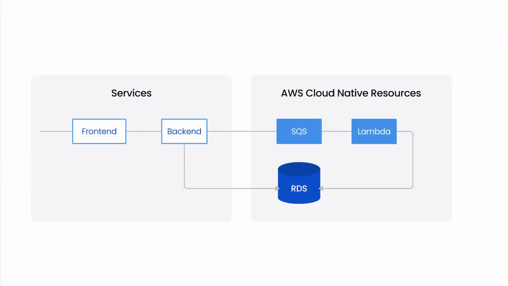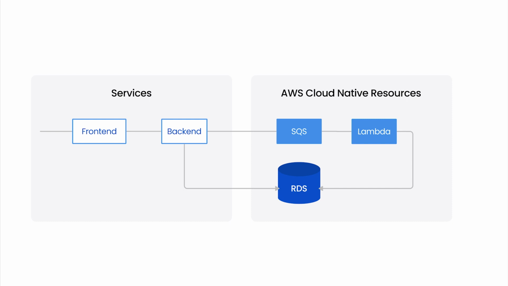In this demo, we are going to use a simple app with containers and cloud-native components. It has a front end, a back end, a SQS message queue, and a Lambda serverless function to write data into a RDS database. How to make sure developers have a production-like environment to code and test is often a challenge.